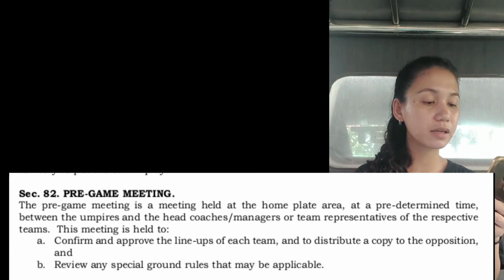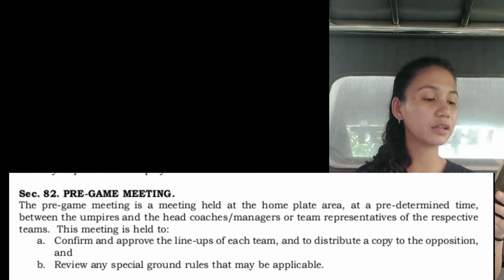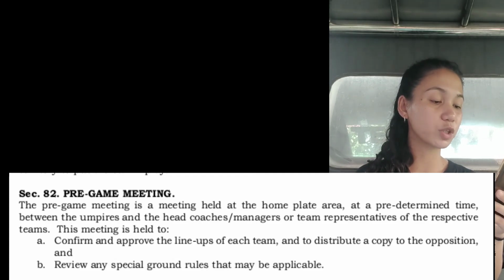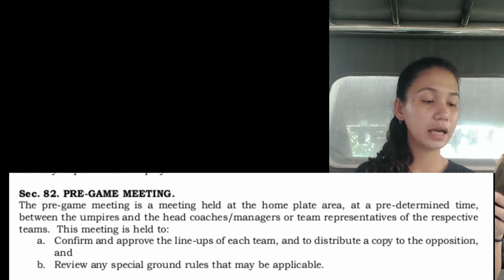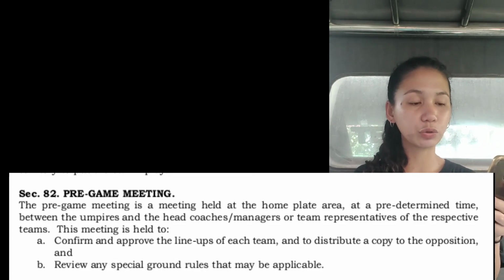The pre-game meeting is a meeting held at the home plate area at the predetermined time between the umpires and the head coaches, managers, or team representatives of the respective teams. This meeting is held to A, confirm and approve the lineups of each team and distribute a copy to the opposition, and B, review any special ground rules that may be applicable. So that is section 82.